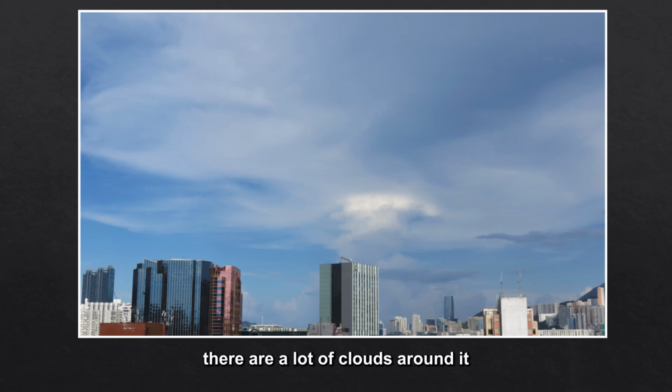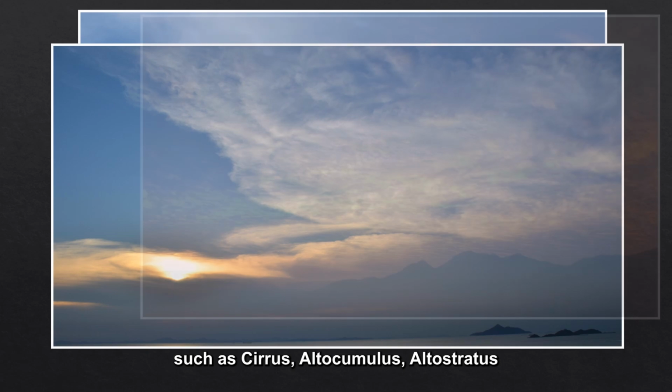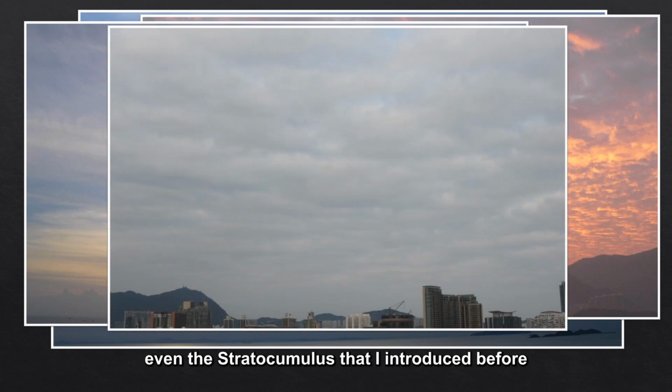Cumulonimbus is like an idol. There are a lot of clouds around it. Spreading from the top of the cumulonimbus, different types of clouds can be developed, such as cirrus, altocumulus, altostratus, even the stratocumulus that I introduced before.